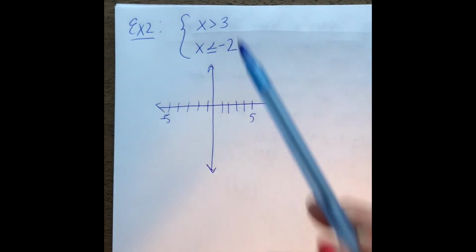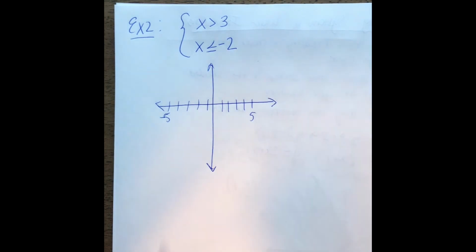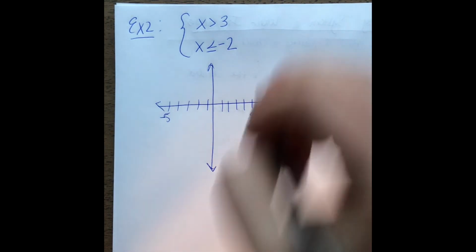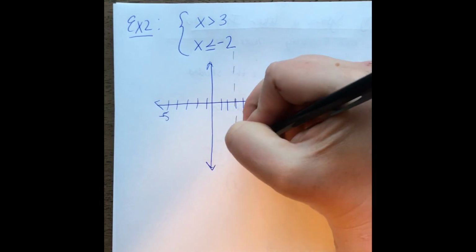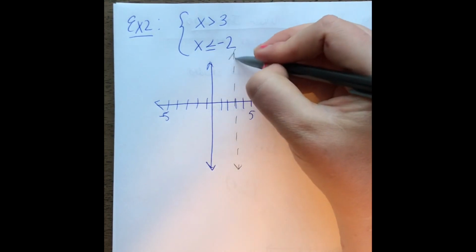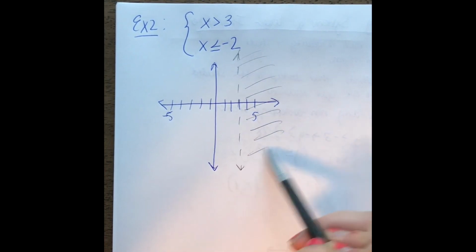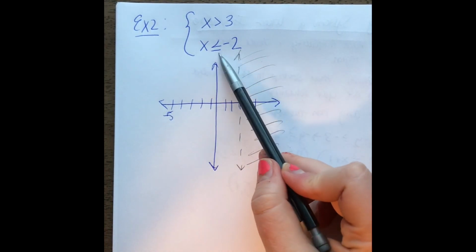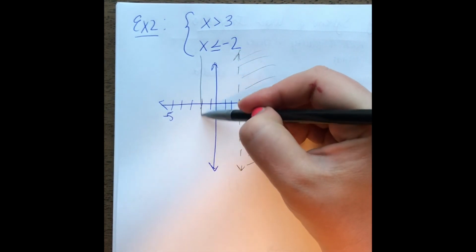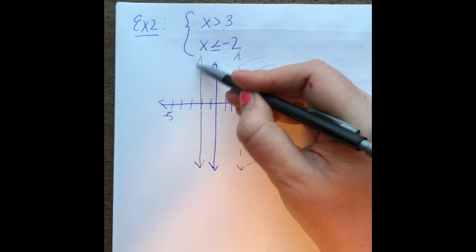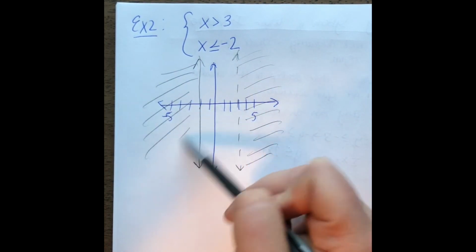Remember, x equals a number is a vertical line, so x is greater than 3. Because it's greater than, it's going to be a dotted line through the point x equals 3. And if we're going greater than 3, that means we're going to shade to the right. x is less than or equal to -2 is another vertical line, but this time it's going to be a solid line because it's or equal to -2. And if we're going less than -2, we're going in this direction right here.